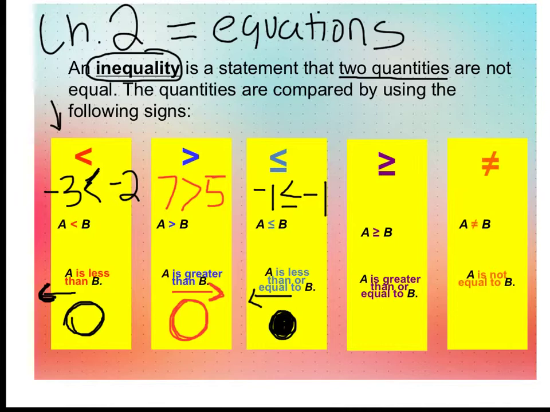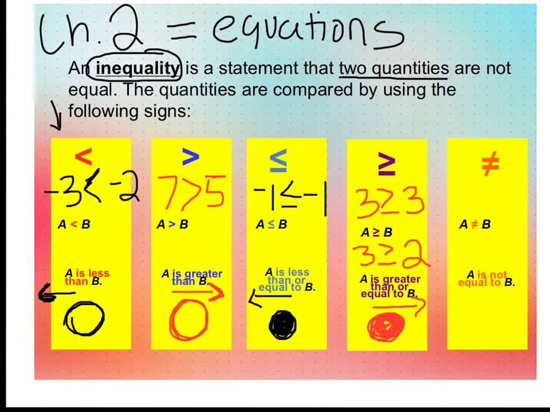Let's go and look at A greater than or equal to B. So let's think of some numbers. So an example could be, let's see, 3 is greater than or equal to 3. Or we could say 3 is greater than or equal to 2. Try to think of your own example. And when we graph this, we are going to have to use a closed circle too. And we are going to go to the right of the graph when we're graphing.